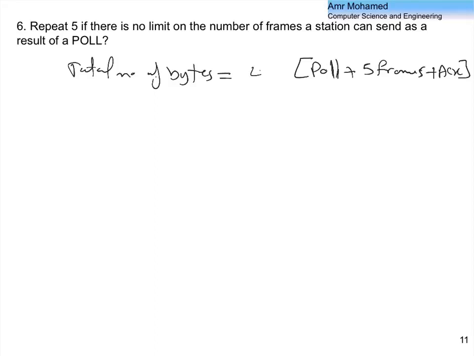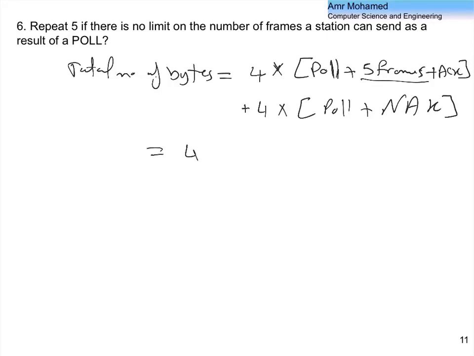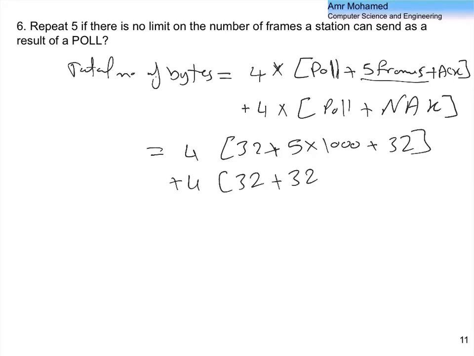So in that case we need to multiply only by 4 stations, because for each poll we can send all the 5 frames. And then to make sure that the nodes will not have any other frames to send, we need to also send 4 different polls and get negative acknowledgement from the stations. So in other words, the number of bytes equals 32 plus 5 times 1000, or 5000, plus 32 plus 4 times 32 plus 32.